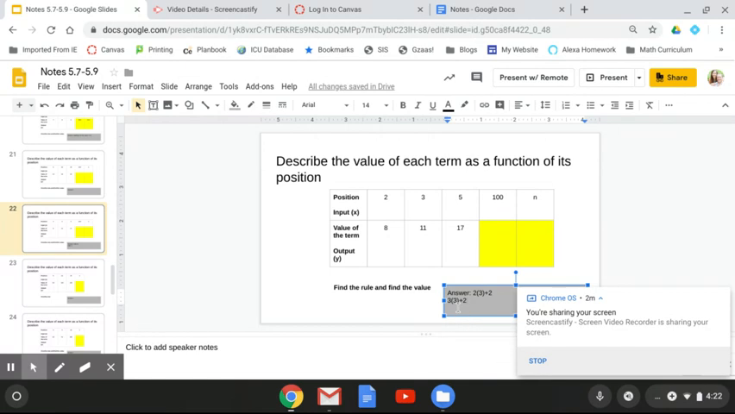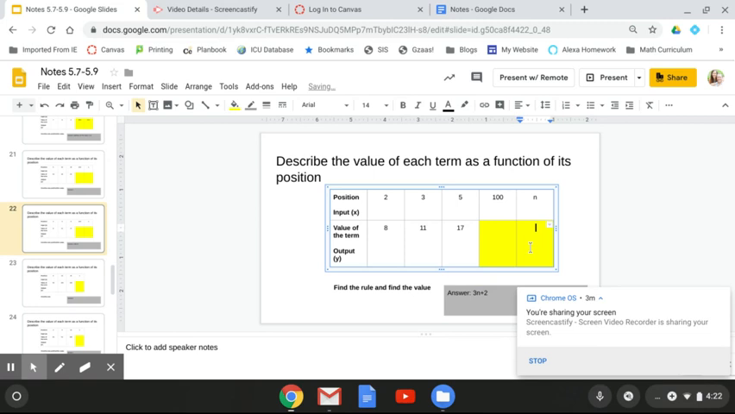Well, I know 3 times 3 is 9. 9 plus 2 is 11, so that works. 5 times 3 is 15. 15 plus 2 is 17. So I know that my rule is multiply my x by 3, or my n, I guess I should say. So 3 times n and add 2. The value when it was 100 would be 100 times 3 plus 2, and that would be 302.